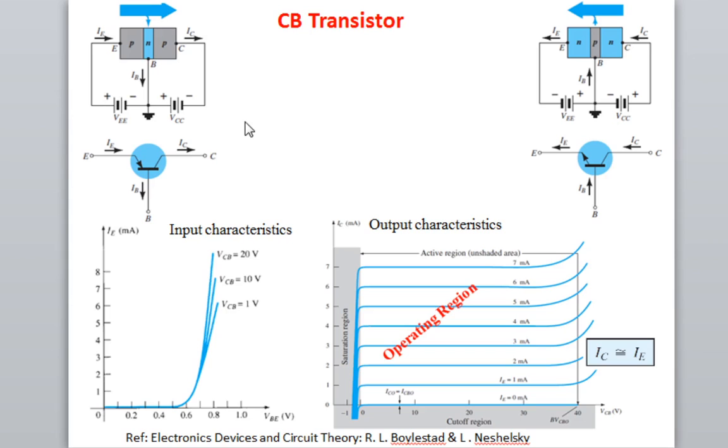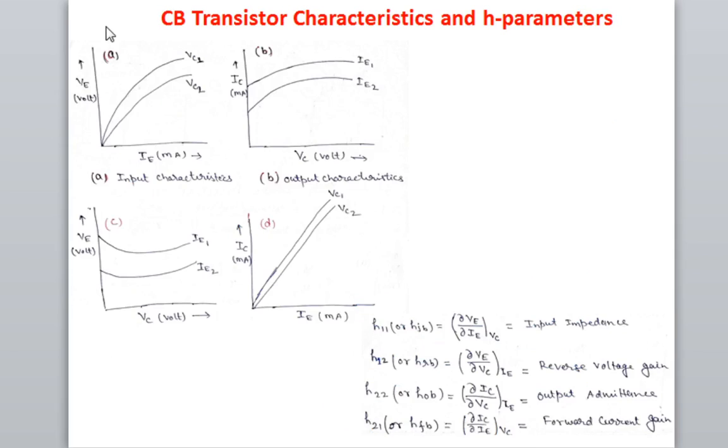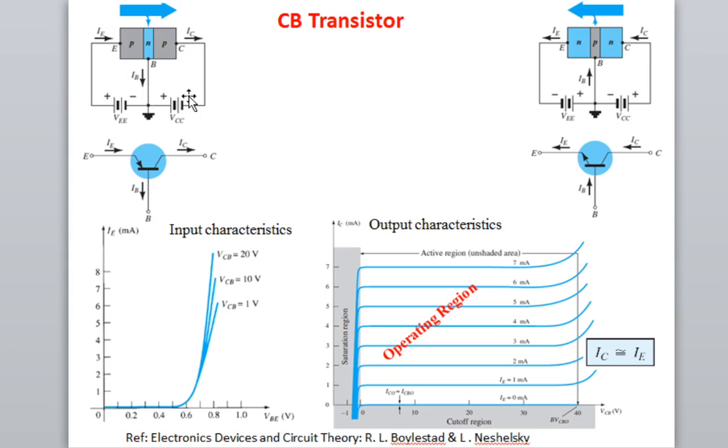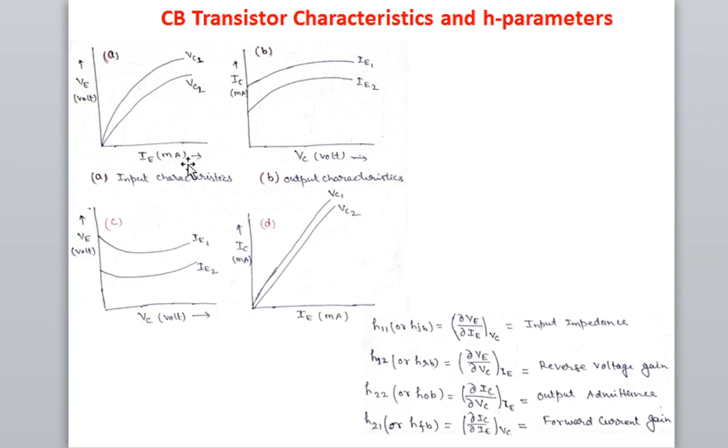In the case of common base, since base is common, we have applied voltage on the emitter. It means your input voltage and input current should always be at the emitter. That is why the input voltage and input current are of the emitter, so this is a common base transistor. And the output current and output voltage are of the collector, which is why this is known as the output characteristics. So this is the characteristics curve of a common base transistor.